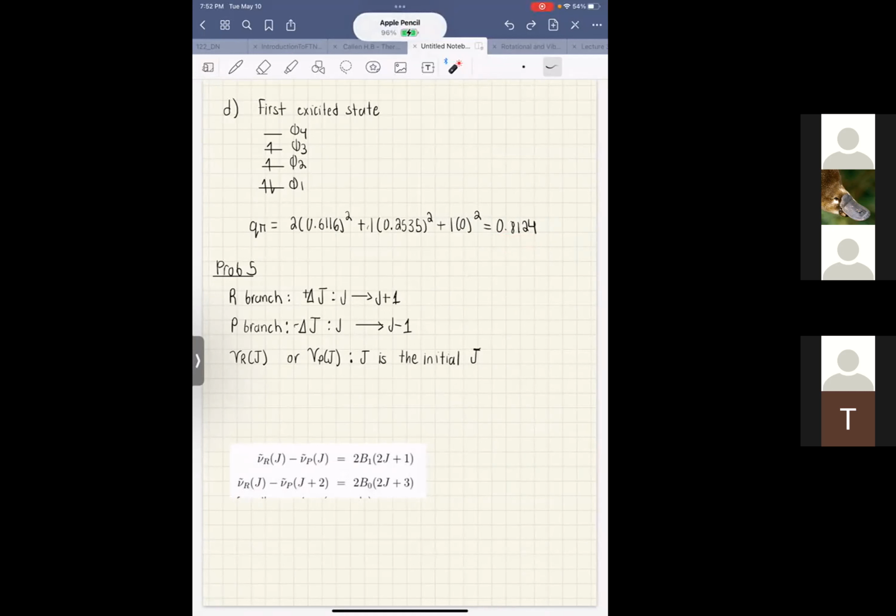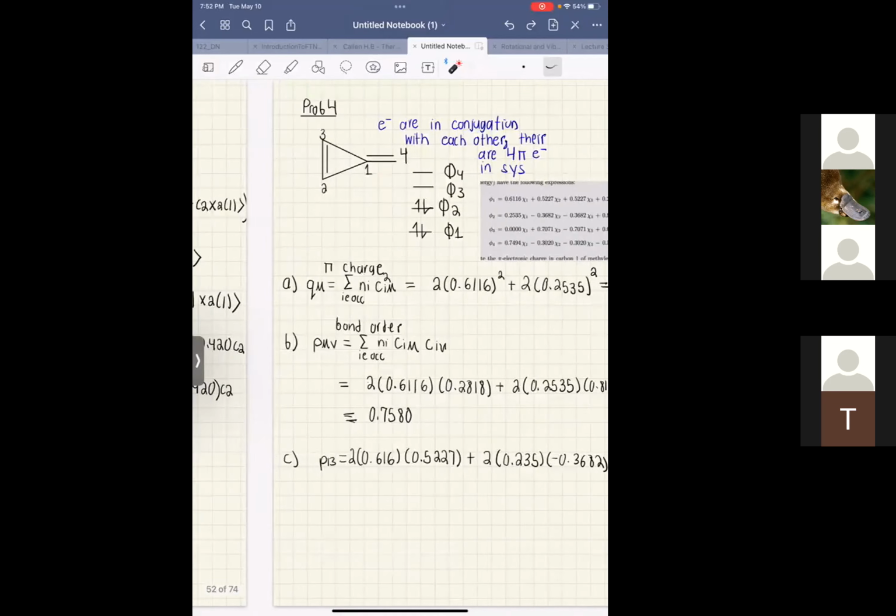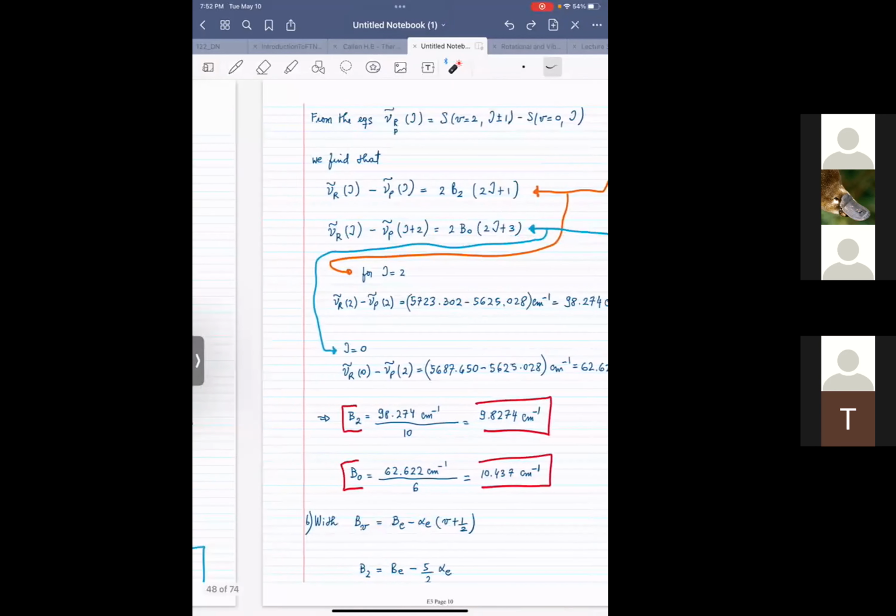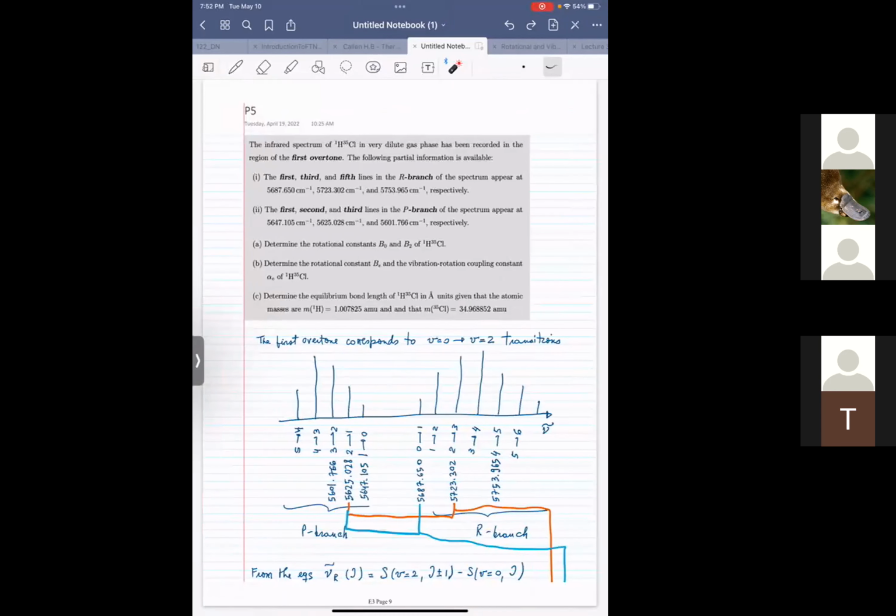Problem 4. So problem 4 is asking you to calculate. I should really start with. So I'm going to copy the question.